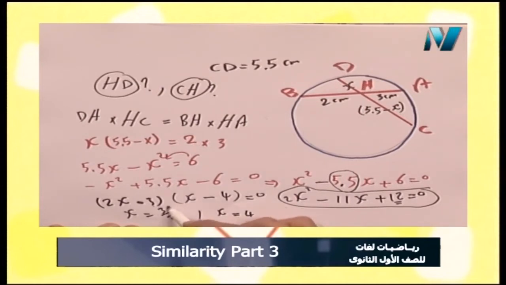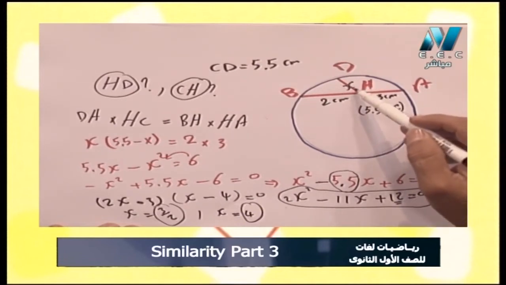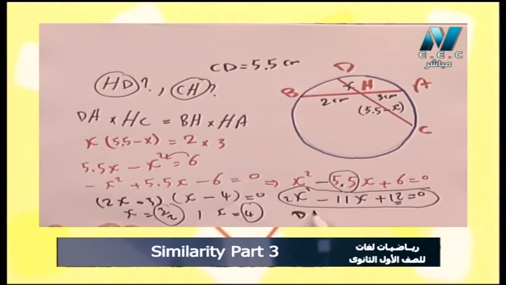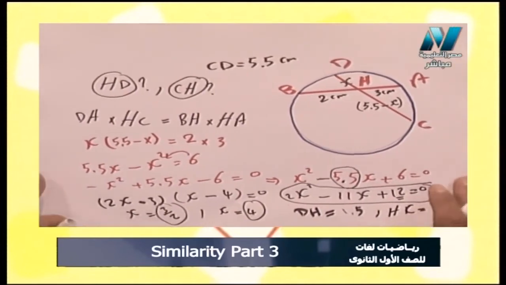What is x here? 1.5. And what's here is 4. So one of them, which is smaller, which is DH, will be equal to 3 over 2 or 1.5, and the other will be 4. Okay? Now, my dear students, we already found the solution, and we have many questions here to solve.